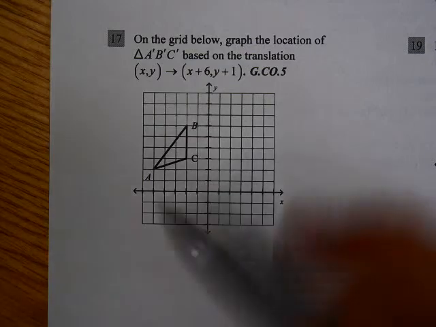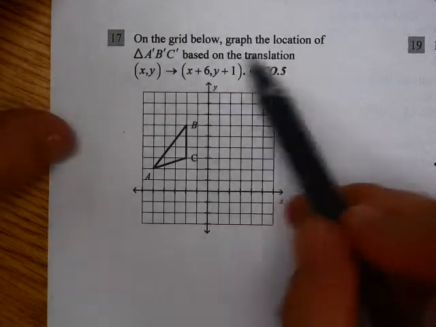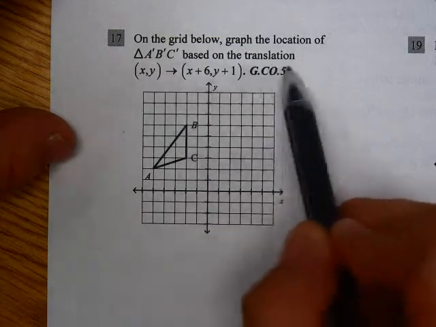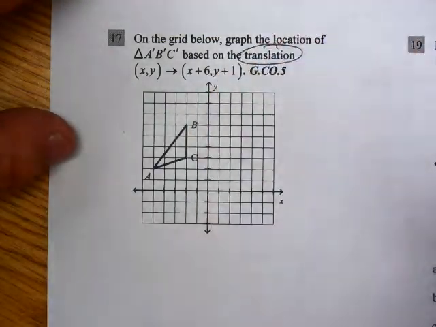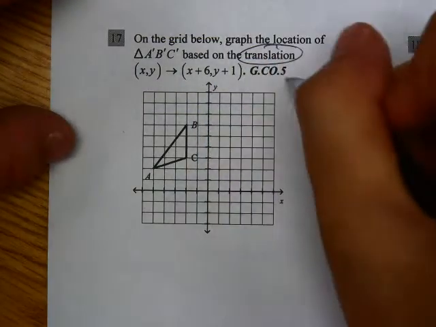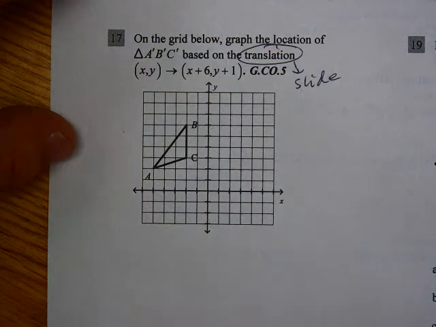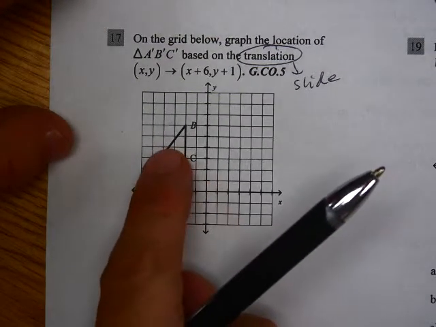Number 17, on the grid below, graph the location of triangle A prime, B prime, C prime based on the translation. They tell you right here, big important keyword, translation. And remember that a translation is a slide where the triangle is going to face the same direction. This just means it's going to go right, left, up, or down.